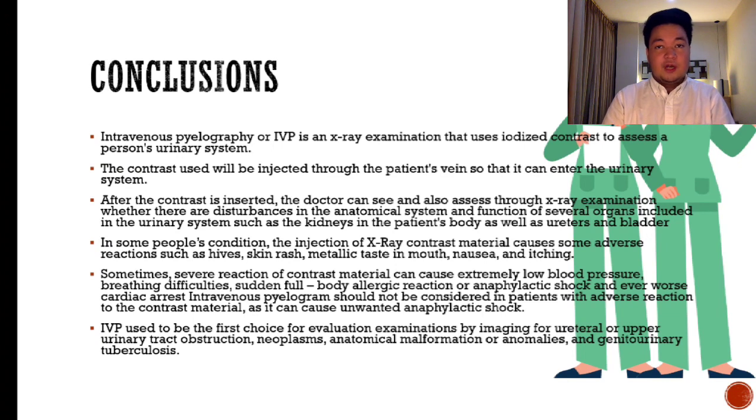Intravenous pyelography or IVP is an X-ray examination that uses iodized contrast to assess a person's urinary system, injected through the patient's veins so that it can enter the urinary system. After the contrast is inserted, the doctor can assess whether there are disturbances in the urinary system, such as in the kidneys, as well as ureters and bladder.